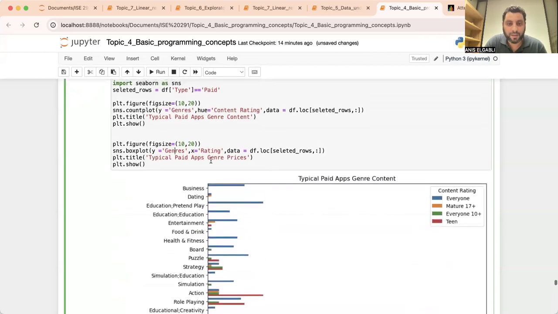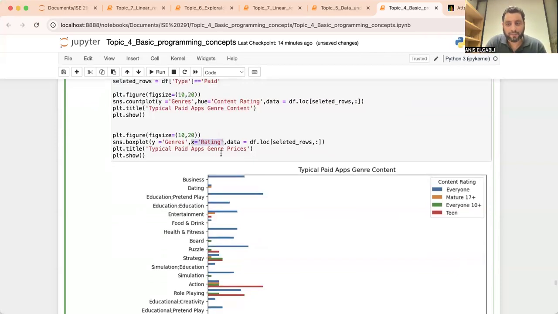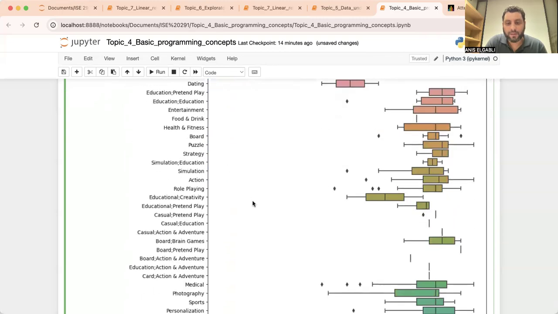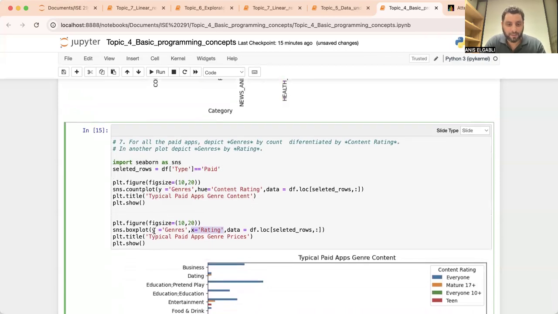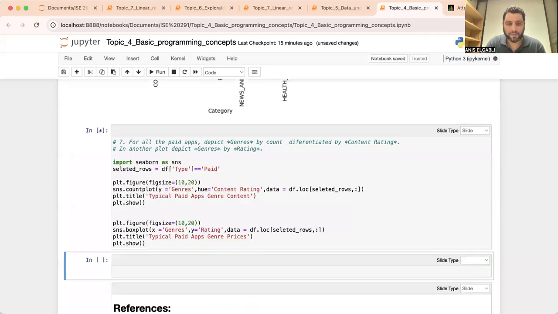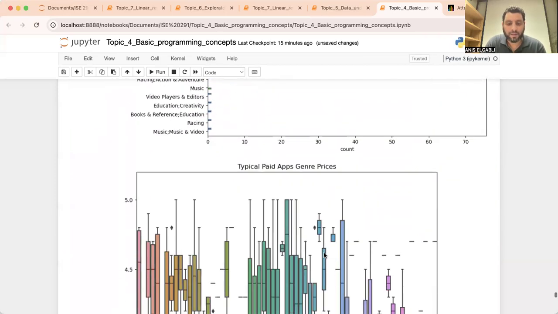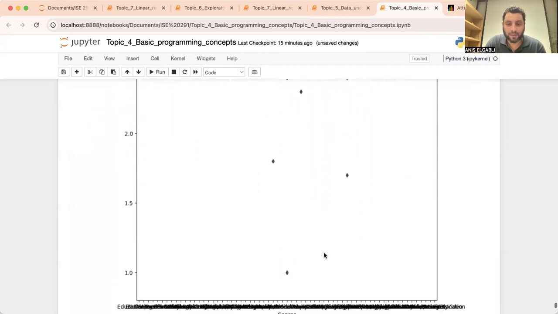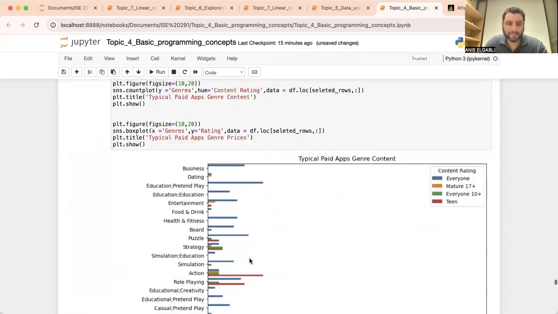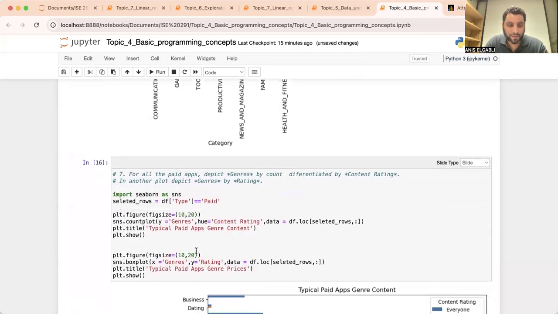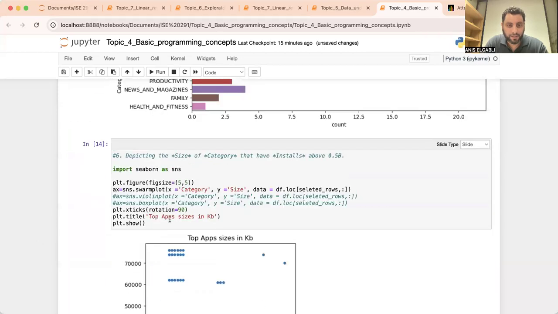Because x is equal to rating, the box plots will be horizontal. This is what we get here, different box plots for different genres. We could have also done it this way, x equal to this and y equal to that. We did this in another cell, where maybe there was another categorical attribute. So we can rotate this here. If we do it with x, then let's rotate the labels here.